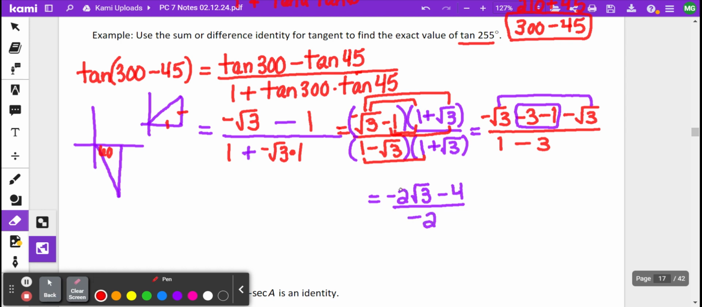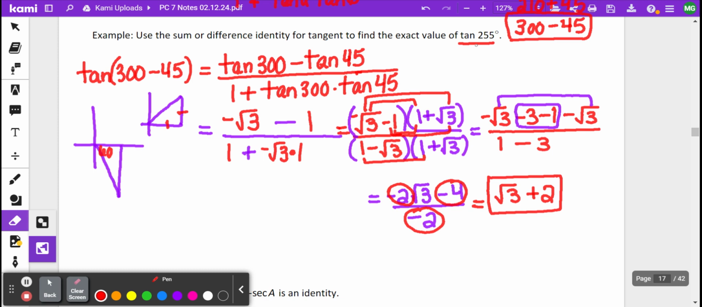And if you look, if we can simplify everything by a certain value, we're allowed to do that. And these are all divisible by negative 2. So let's divide everything by negative 2, and we get root 3 plus 2. And that is the exact value of the tangent of 225.